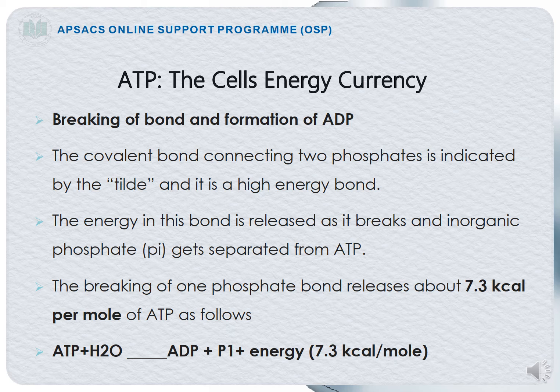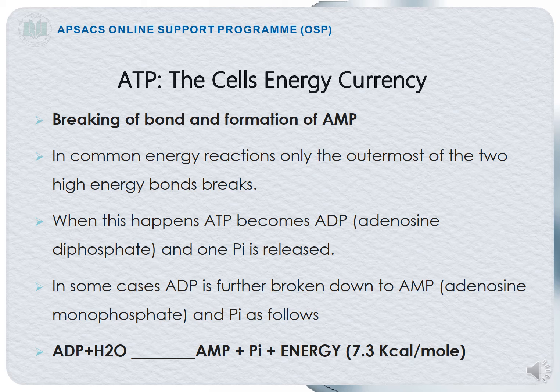ADP means adenosine diphosphate. In the same way, the bond between the 2 phosphates will be broken down, and the phosphate will be released, and one phosphate will be left, and we call it AMP, adenosine monophosphate, sorry. So it is known as adenosine monophosphate. Look at this slide.